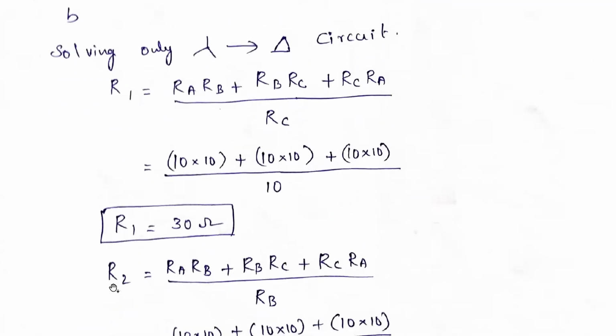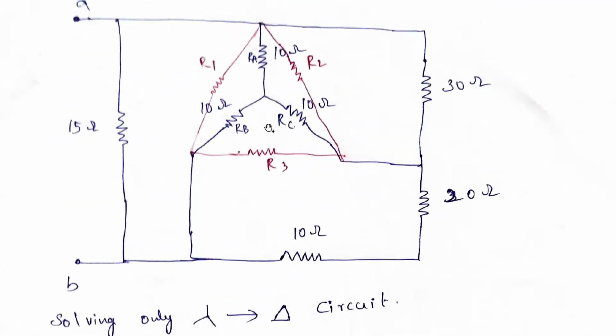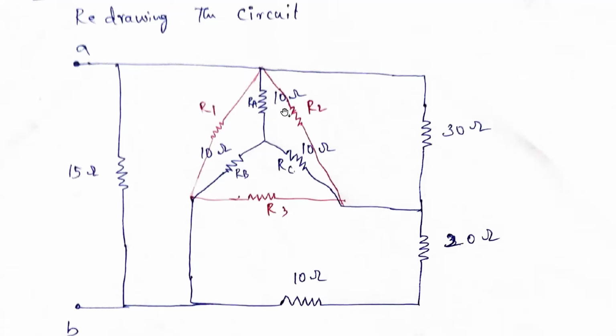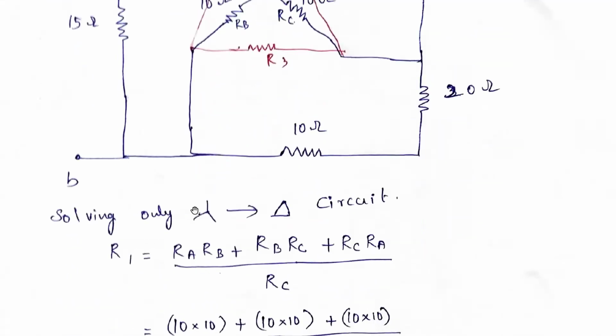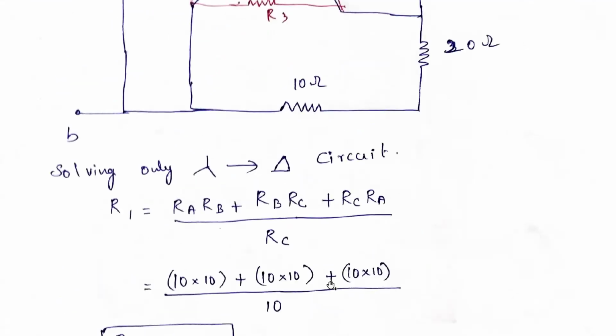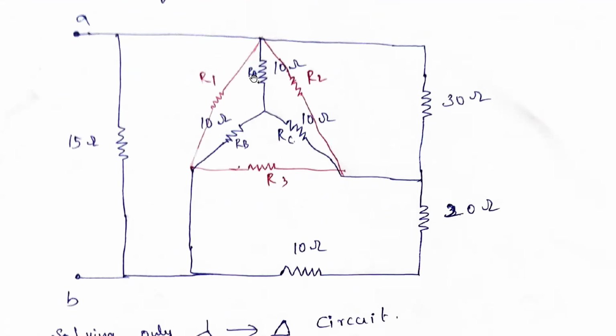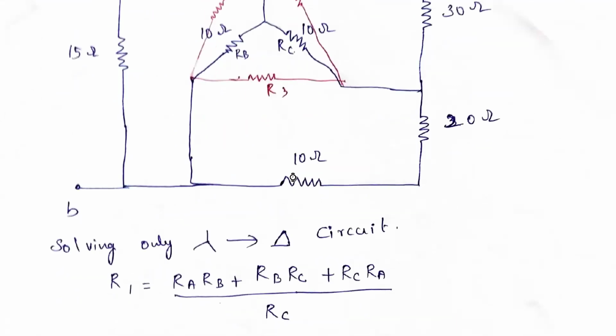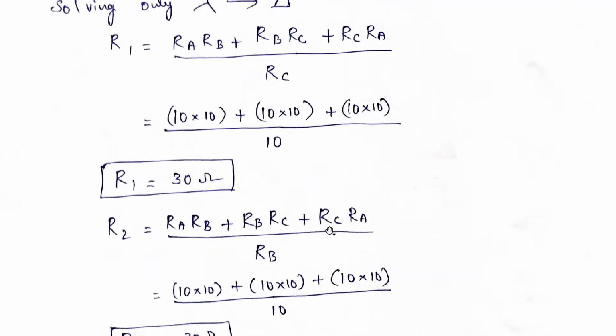Similarly, R2. How to find out R2 here? R2 is nothing but the same RA into RB plus RB into RC plus RC into RA, divided by whichever is not there. So RA and RC are there, and RB is not there. So divided by RB. Similarly, you need to substitute, all are 10.